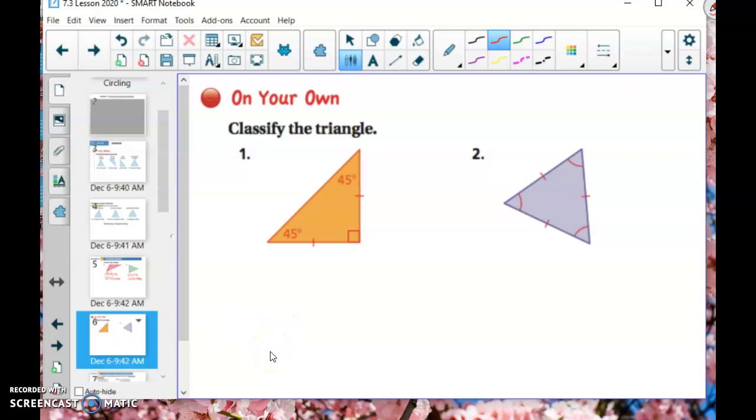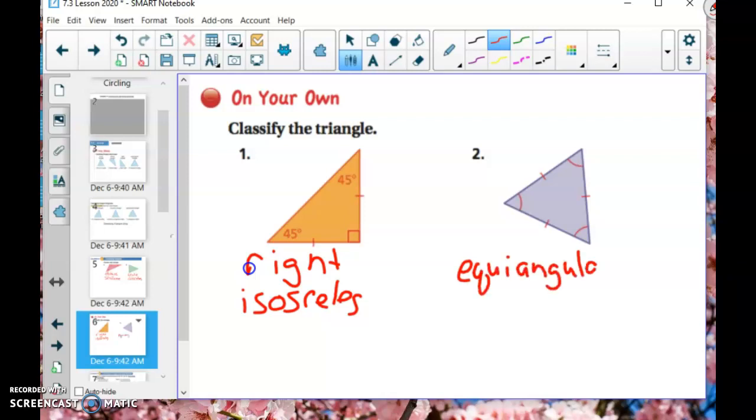For the first one, you should have gotten right because it has one right angle, and isosceles because it has two side lengths that are the exact same measure. Number two, you probably saw that it's equiangular because all of the angle measures are the exact same. That's what those little dashes in the corners mean. And if it's equiangular, then it has to be equilateral. And all those dashes on the sides mean that those are all the same measure, so it would be equilateral.